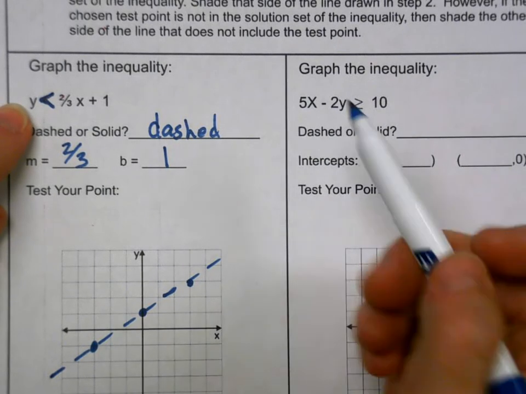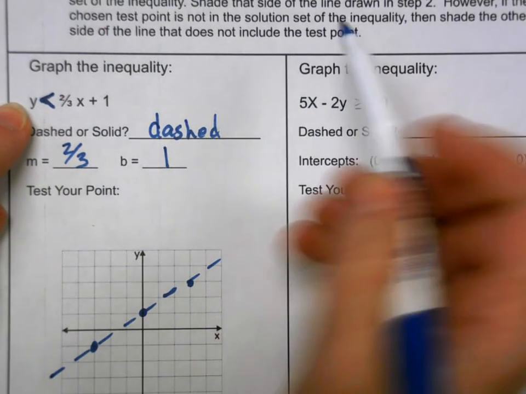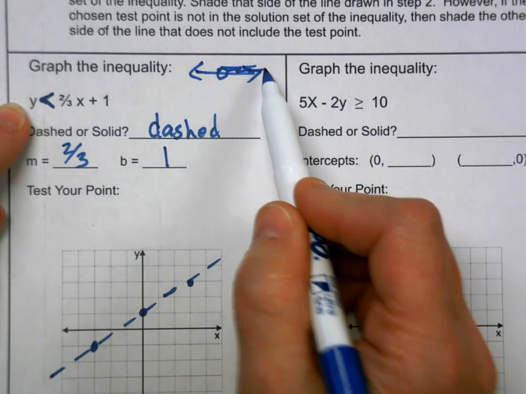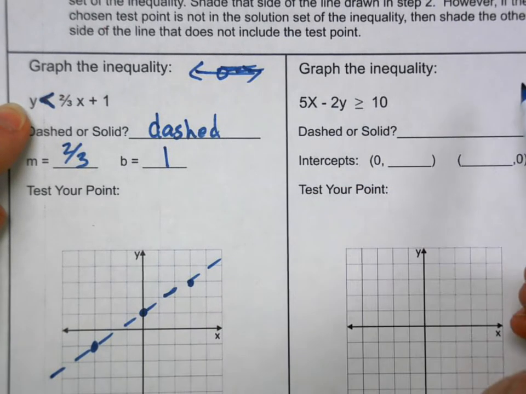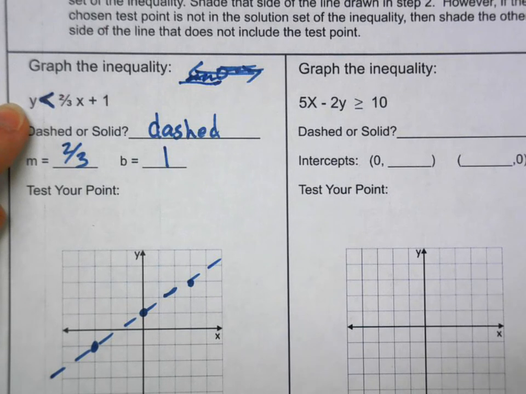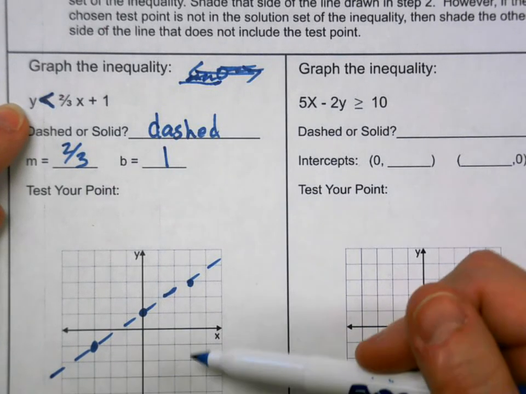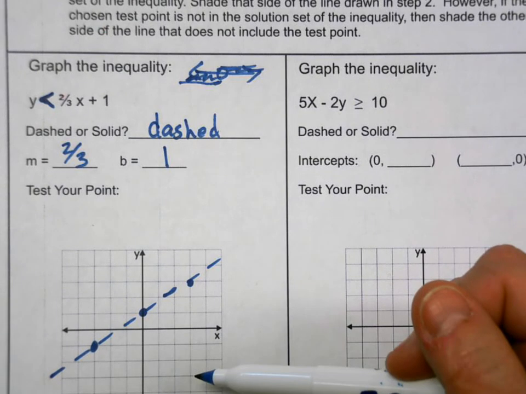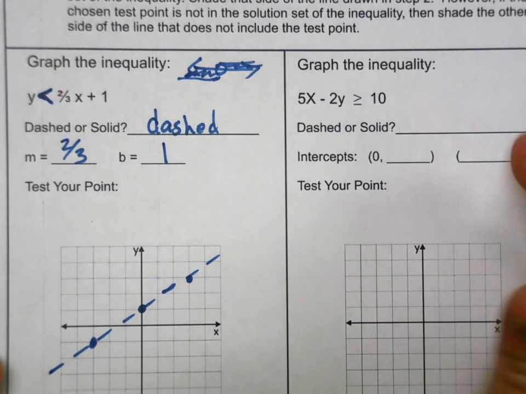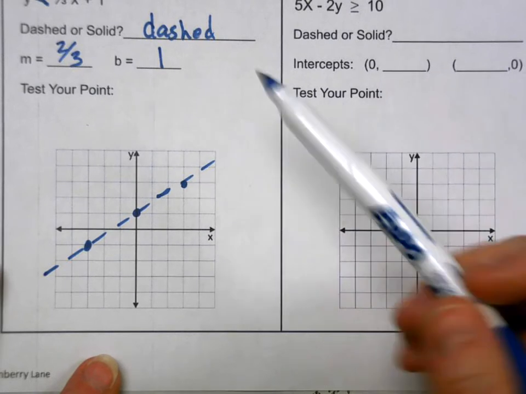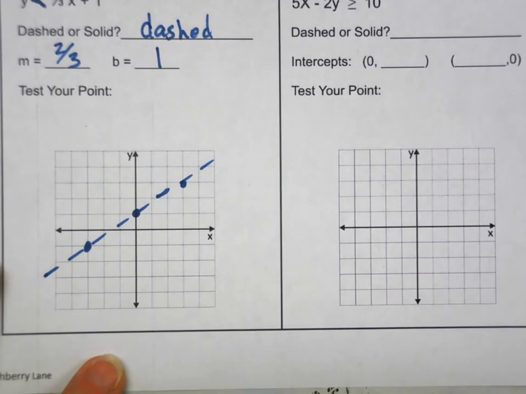Now, remember on a number line, after we did our closed circle or open circle, we had to shade one way or the other because it included everything going that way or everything going the other way, right? The same thing happens here. We have to shade one side of this graph. We need to know which side to shade. So this is where the test point comes in.